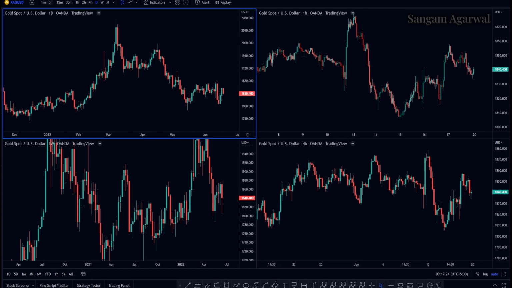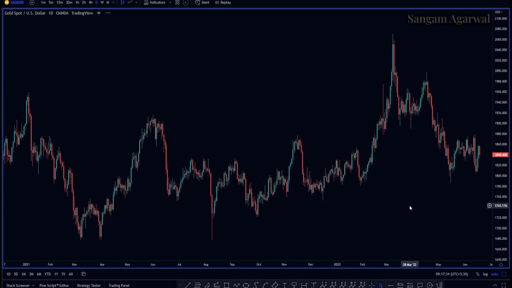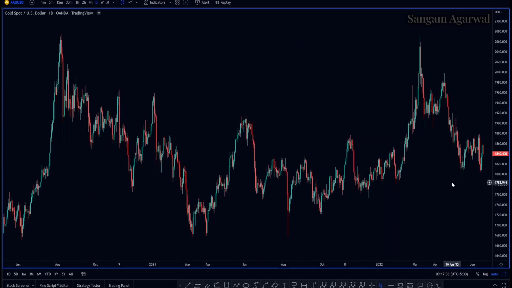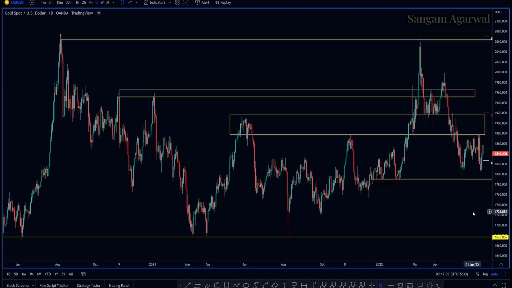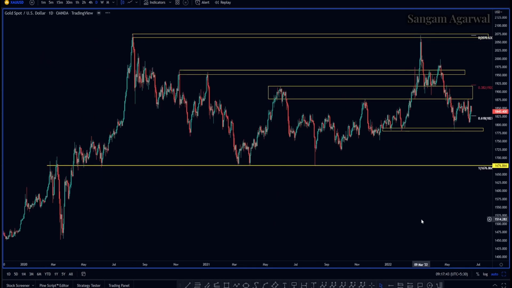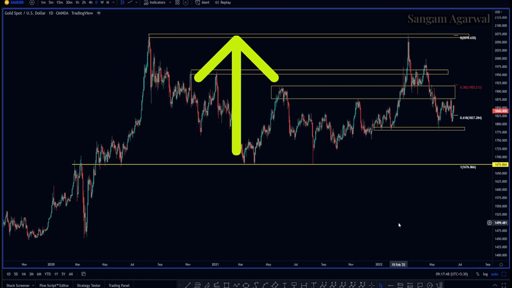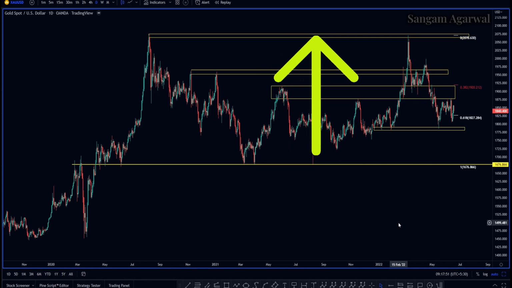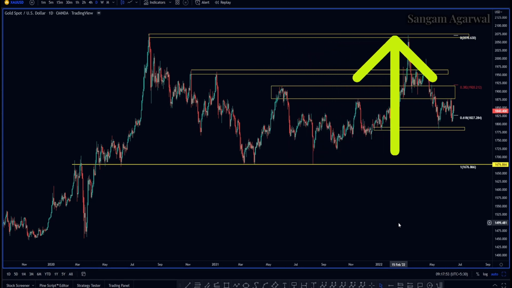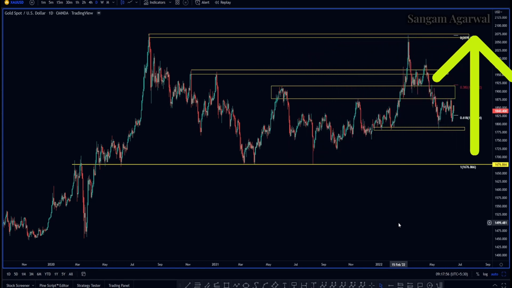These are major time frames of gold from H1 to weekly. But we will start with the daily time frame. And if you draw all the support and resistance on this daily time frame, then you can see price is still trading inside a range between 2075 and 1676, and now price is almost in the middle of the range.